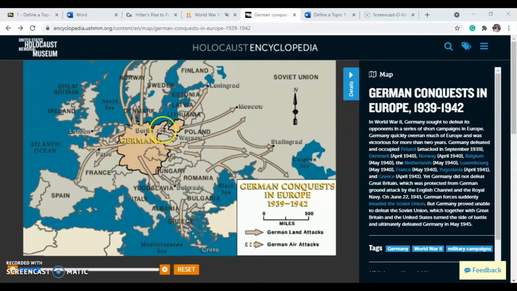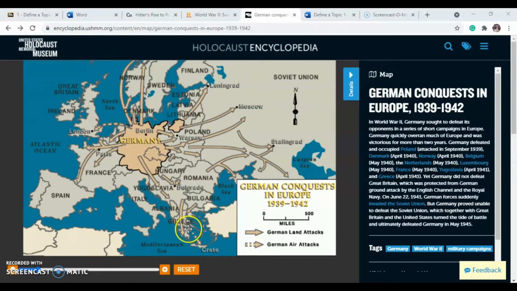Then he overran the Netherlands, which is right up here. Luxembourg is right here, like where my cursor's at. It's very tiny. It's covered by the arrow. But yeah, he probably took over that really quick. Yugoslavia, which is right here.